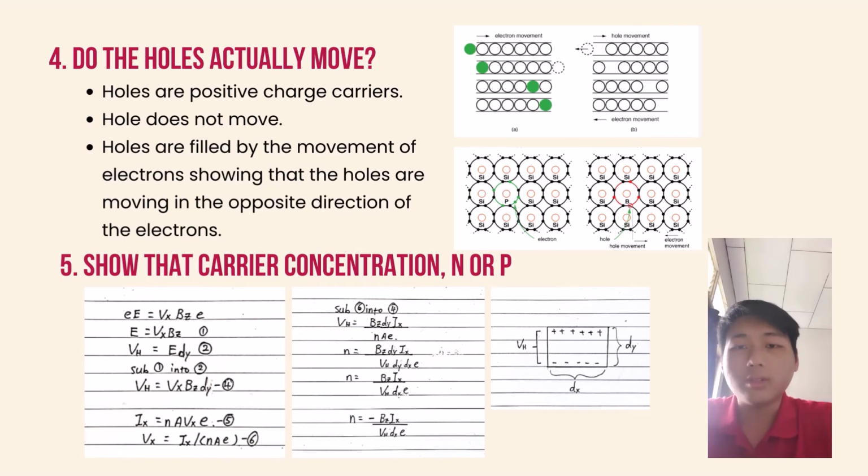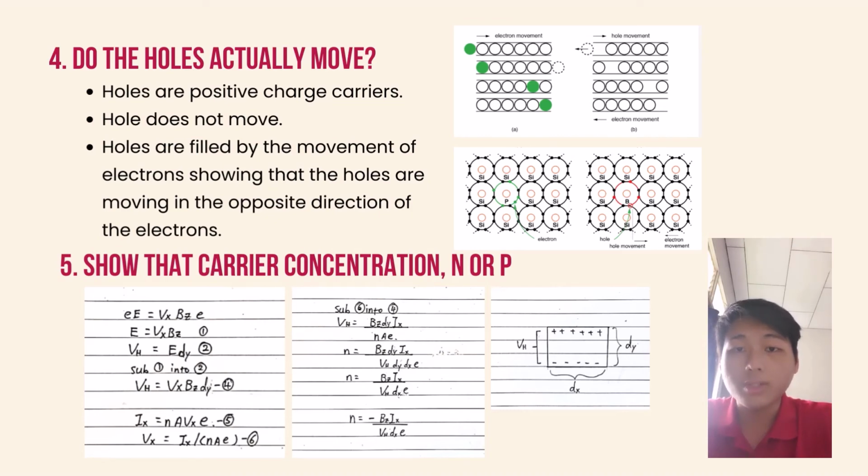From the first equation, E equals to VB. Hall voltage is equal to E dy. Sub 1 into equation 2. Hall voltage is equal to VB dy. The current equals to NAVE. Vx is equal to current over NAE.